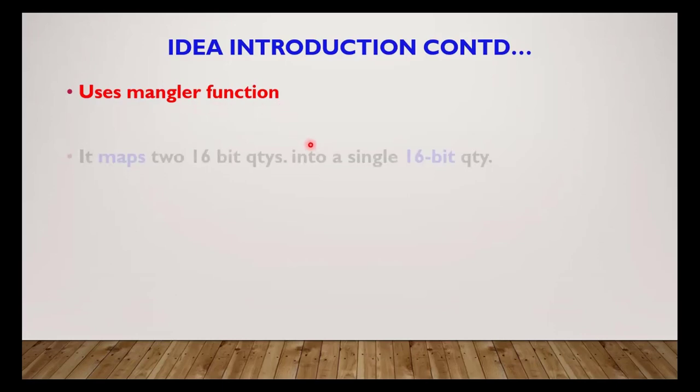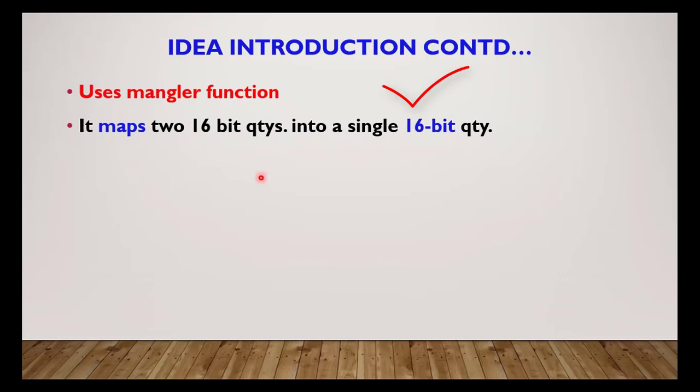Okay. One more thing with IDEA is that it maps two 16-bit quantities into a single 16-bit quantity. That is, when we go for operations like addition between two 16-bit quantities, or multiplication with two 16-bit quantities, it should give you a resultant of 16-bit.